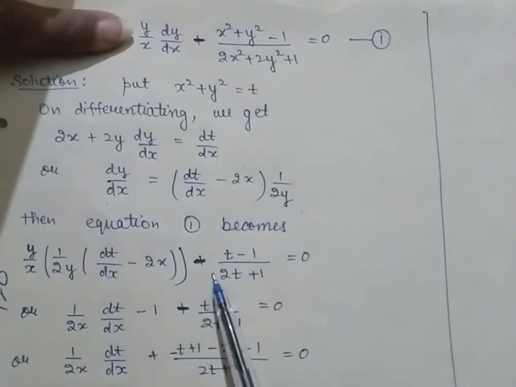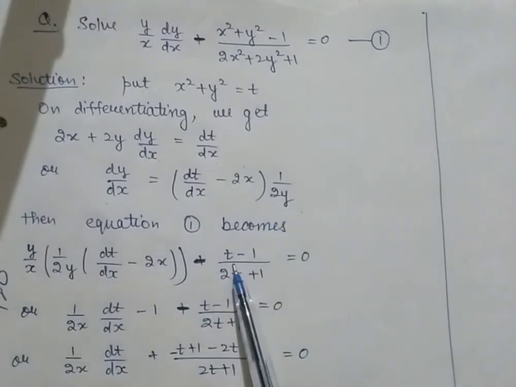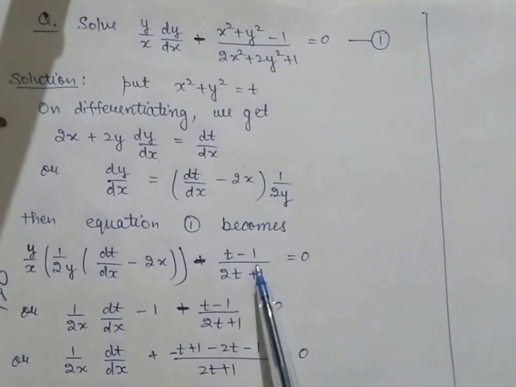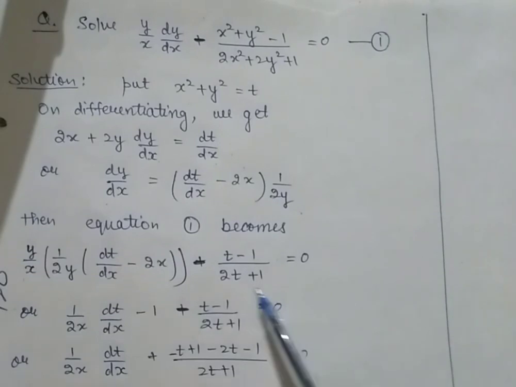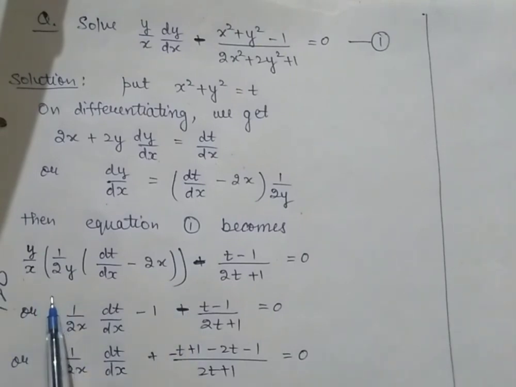Now we substitute t in place of x square plus y square. So this is minus (t minus 1) divided by 2 times (x square plus y square), which I can write as 2t plus 1, equal to 0. On solving, we get 1 by 2x dt by dx minus 1 minus (t minus 1) divided by (2t plus 1) equal to 0. Here 2 cancels with 2, x with x, and y with y, so we are left with 1 only.